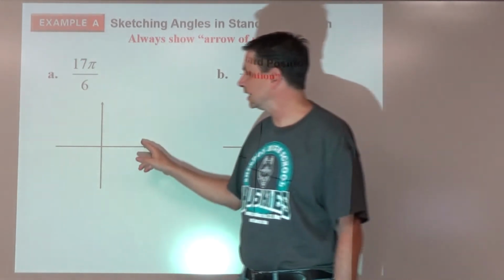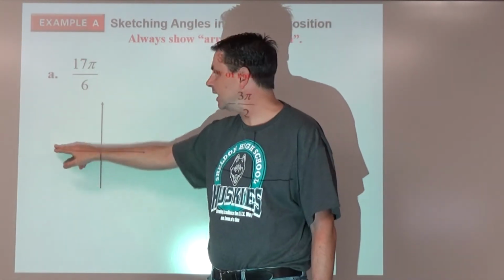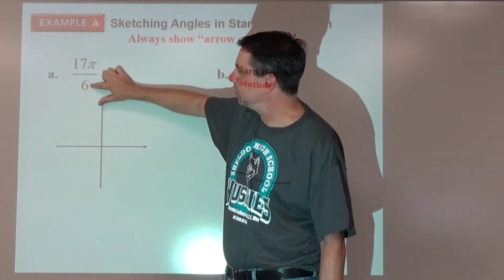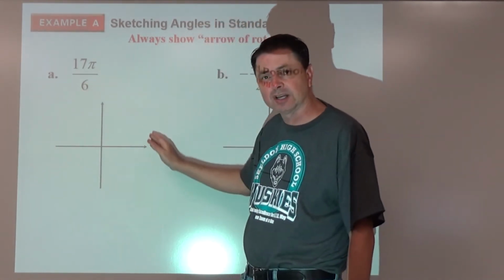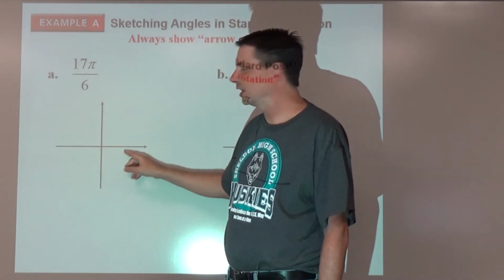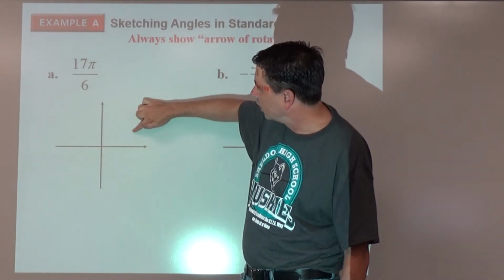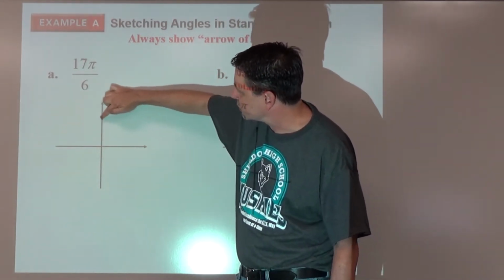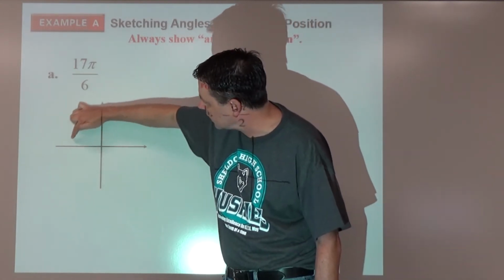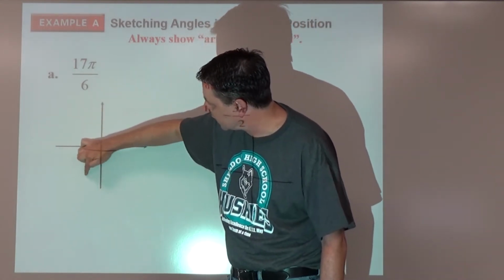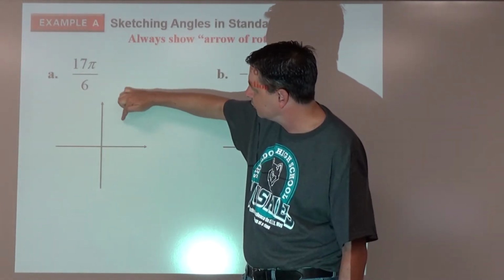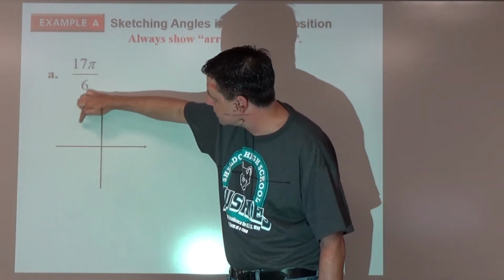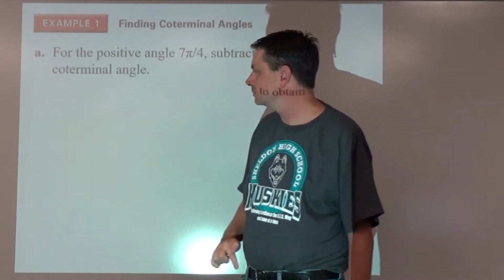So let's think about it again. Straight across is going to be pi. We want to divide that up into 6 equal pieces, so we're going to have 6 equal pieces on top. Then we just start counting: 1 pi over 6, 2 pi over 6, 3 pi over 6, 4, 5, 6, 7, 8, 9, 10, 11, 12, 13, 14, 15, 16, 17.